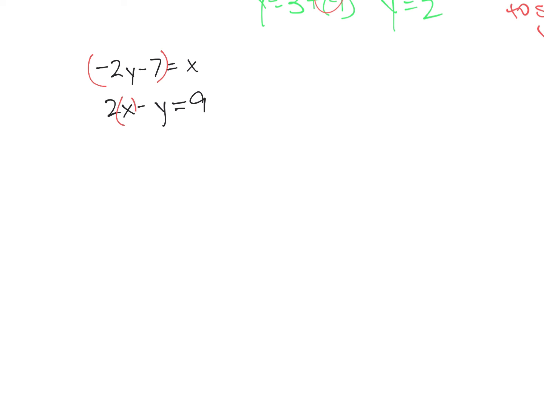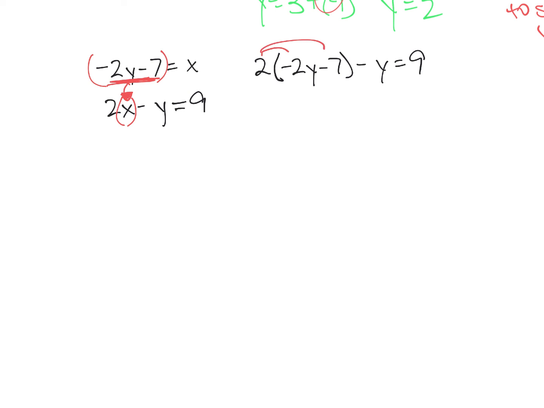So I'm going to match up x here. I'm going to take this negative 2y minus 7 and I'm going to plug it in to this 2x here. So I have 2 times negative 2y minus 7, minus y equals 9. Notice the x is gone because I'm replacing it with that expression. And now I'm just going to solve for y. So remember, we matched the expression. That was step 2. Step 3, we are substituting in the expression into the other equation, and then we're going to solve for the variable.